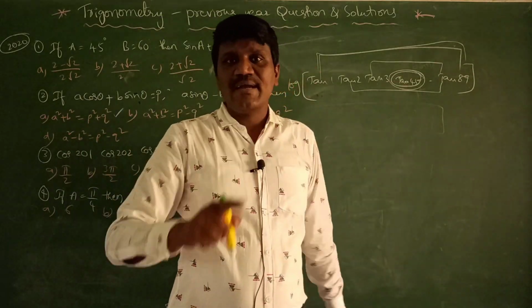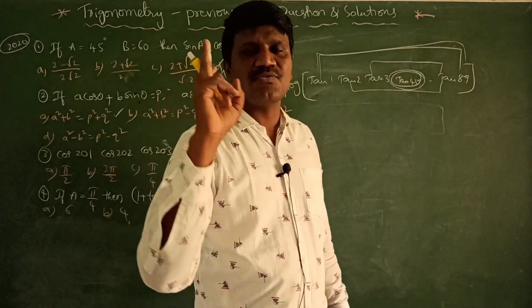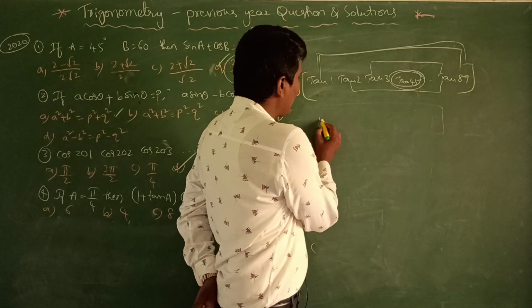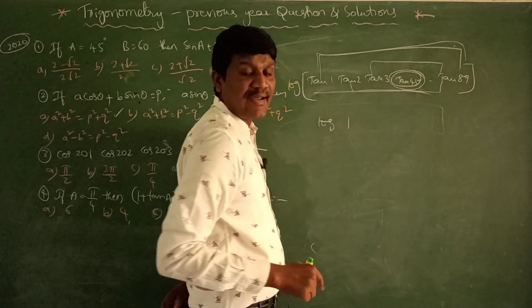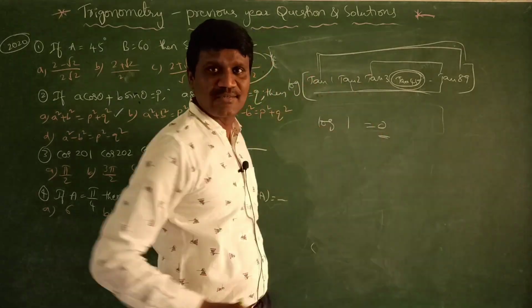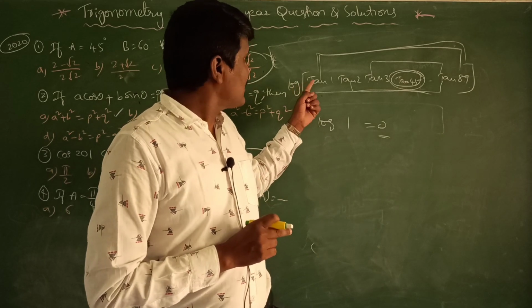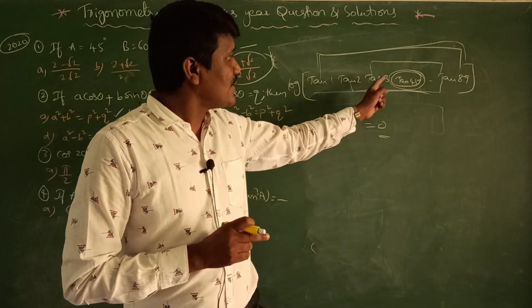So as I explained, if the problem is based on tan, the answer will come as 1. So log of this total value 1, and what is the log 1 value? Log 1 value is 0, so the answer is 0. Okay students, understand? Log tan 1, tan 2, tan 3, whatever it is.